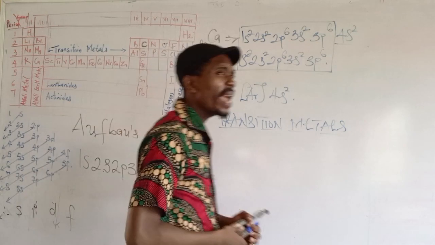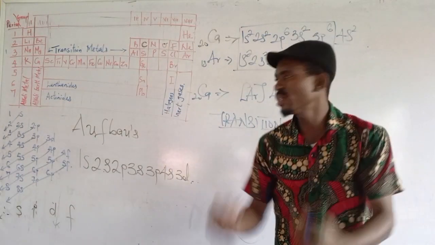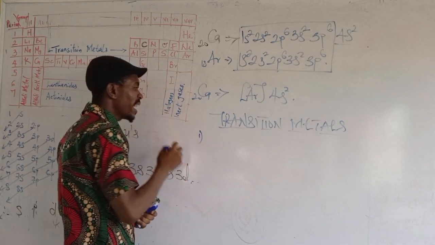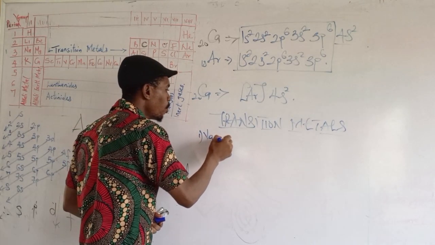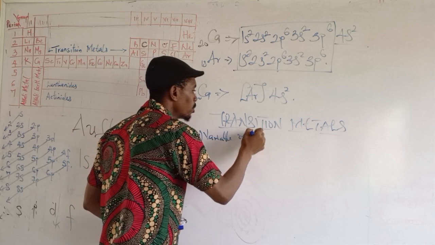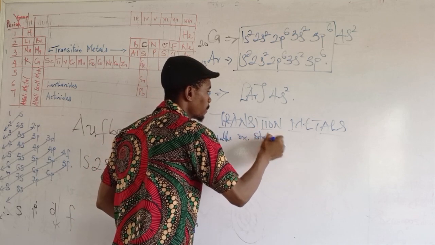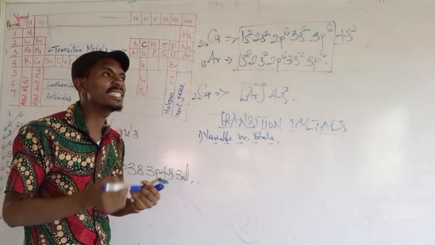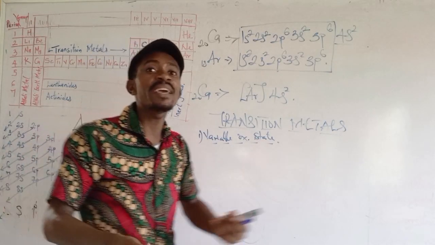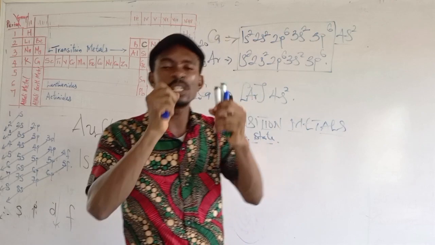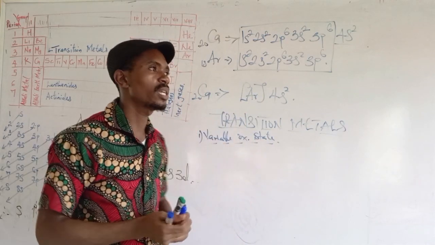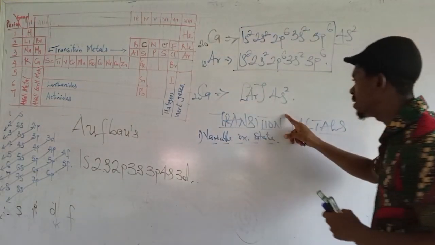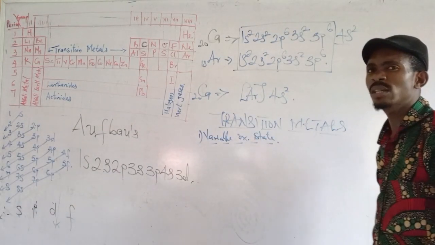So, why are they transition elements? What are the properties of these elements? One, they have variable oxidation states. The oxidation number of an element is the charge that element appears to carry. That's the oxidation number, the charge it carries. And these elements, the transition series, have variable oxidation numbers.